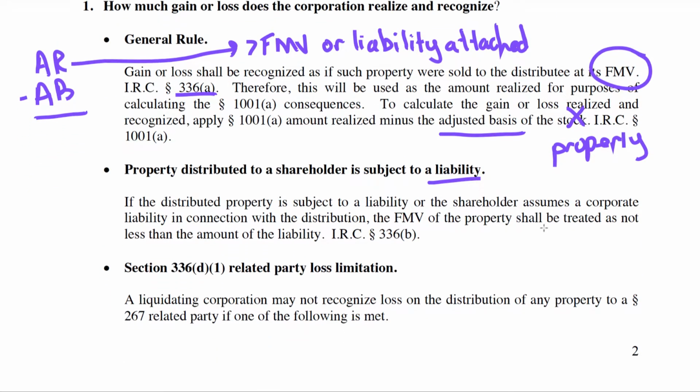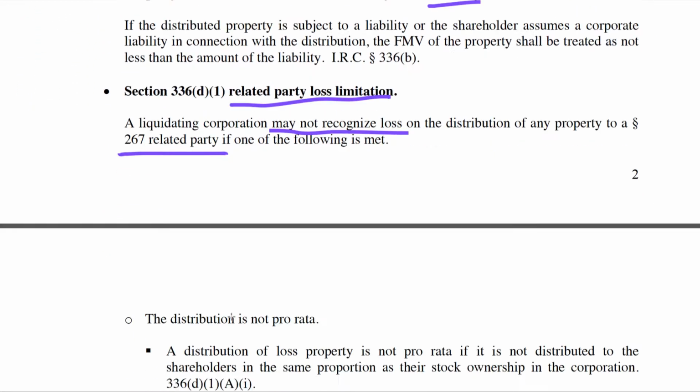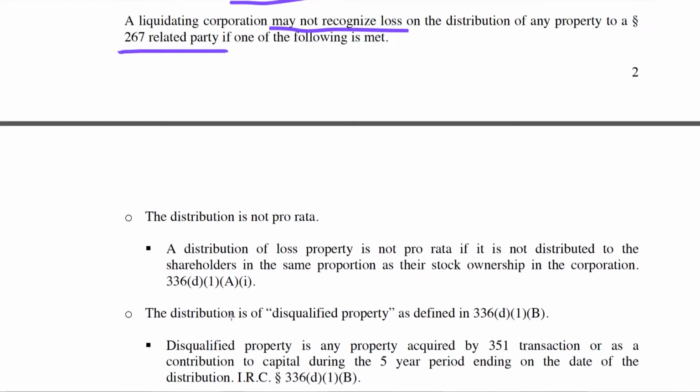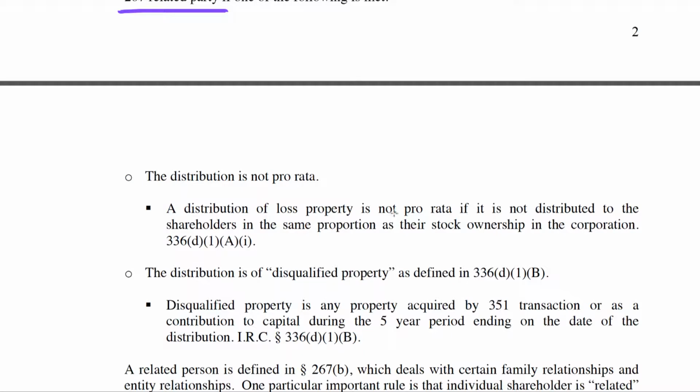Now there's a special rule here, and this is not the second set of checklists. We'll still talk about that in a moment. The special rule says if there's a loss here and there's related parties, then the loss cannot be taken. The loss may not be recognized. The corporation may not recognize loss if there's a Section 267 related party and the distribution is not pro rata, or the distribution is of disqualified property.